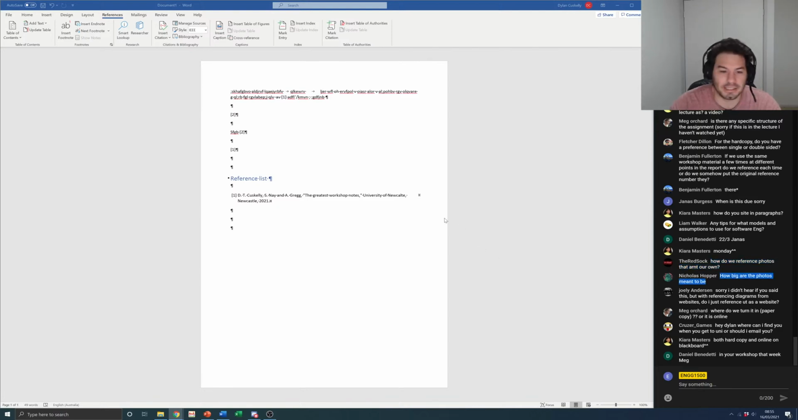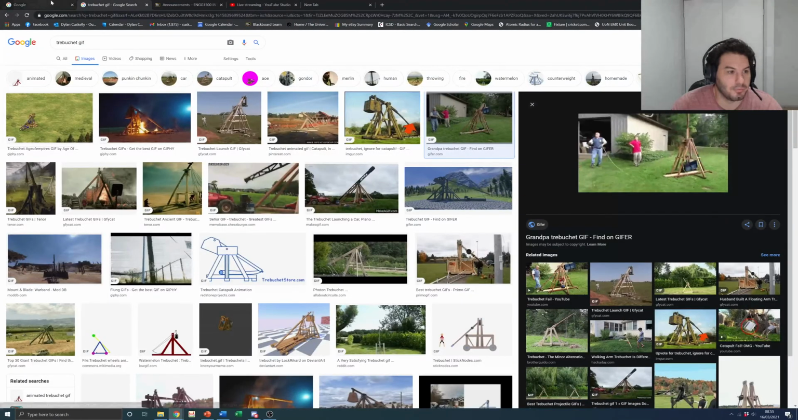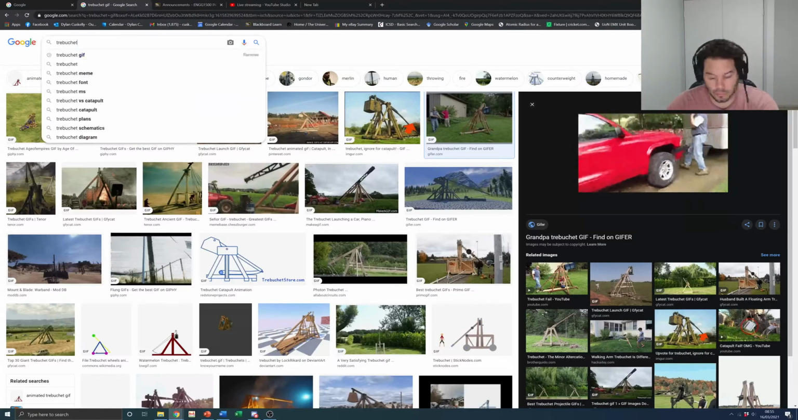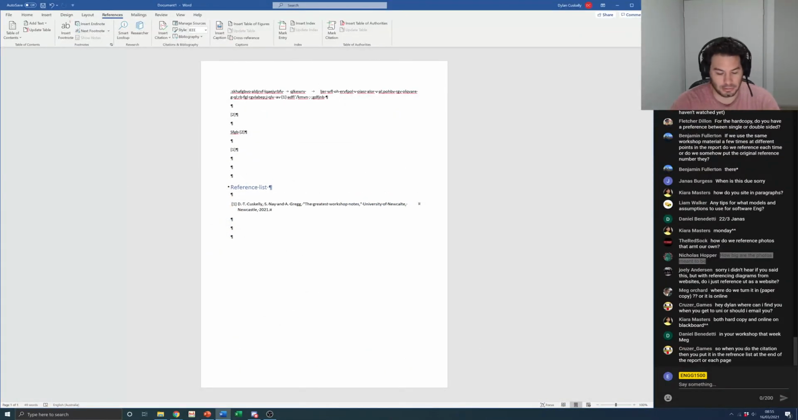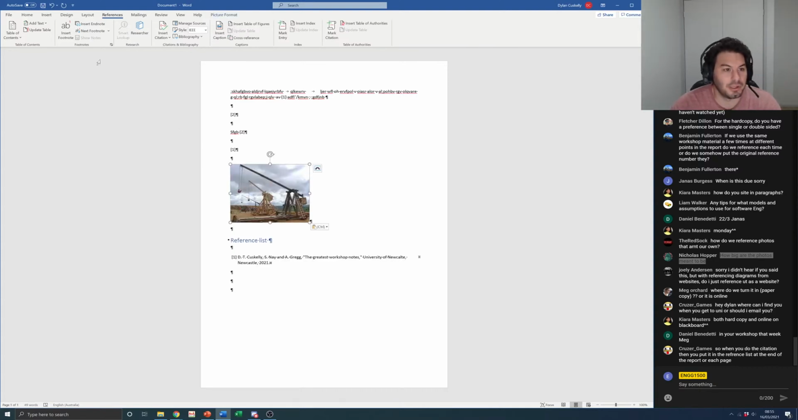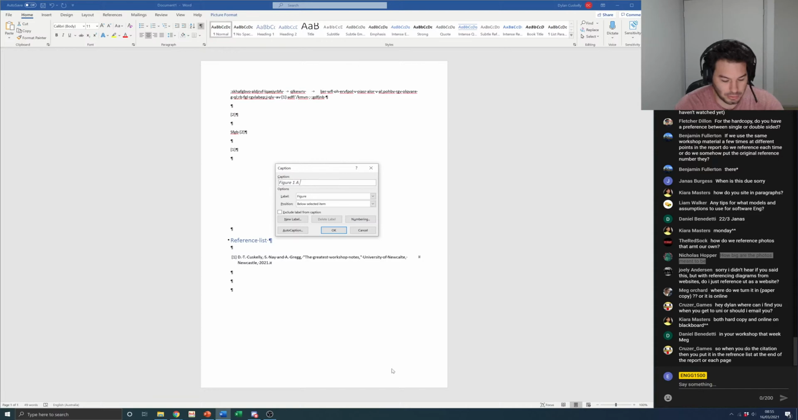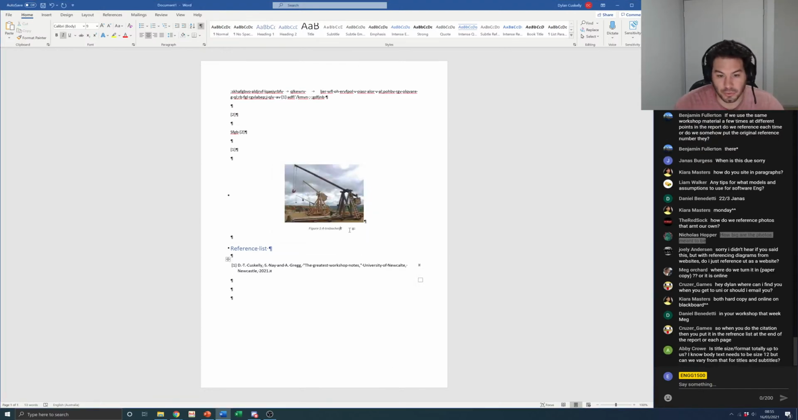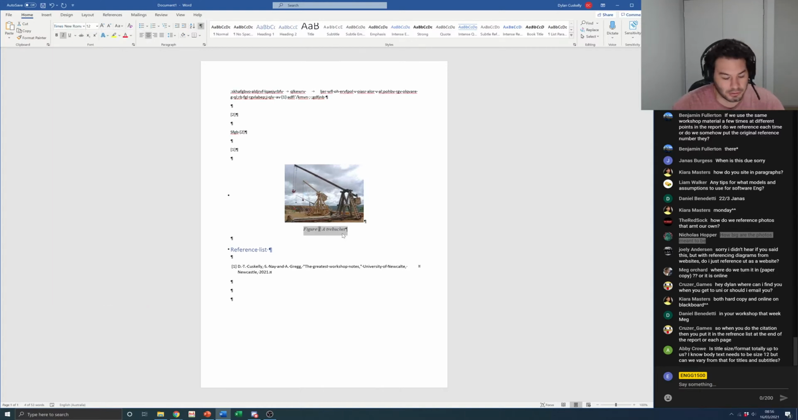How big are the photos meant to be? That depends on what you want. Let's just grab a random photo, not a GIF, and copy the image. When you put images in, generally you want to center them, and you want to right-click, insert caption, and make sure this is Times New Roman, 12, because that's what you were asked to do. It's not italics, and it's black.